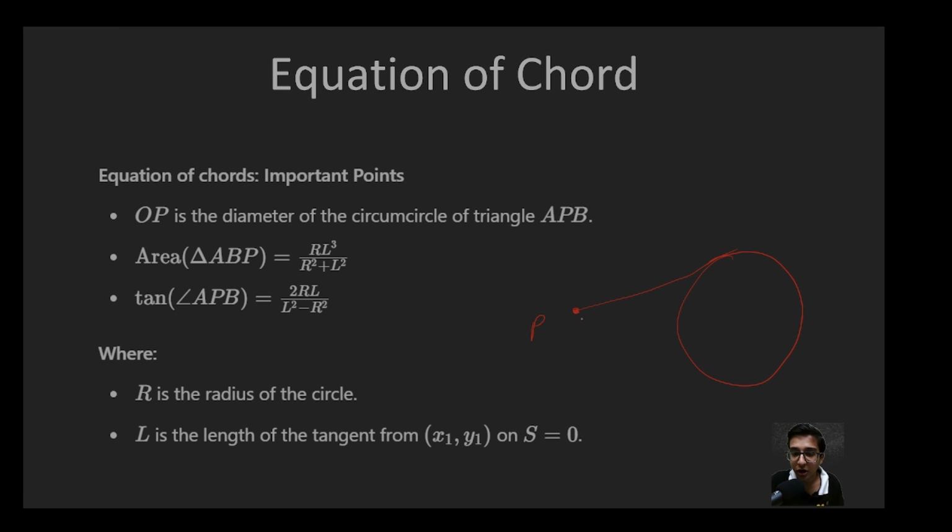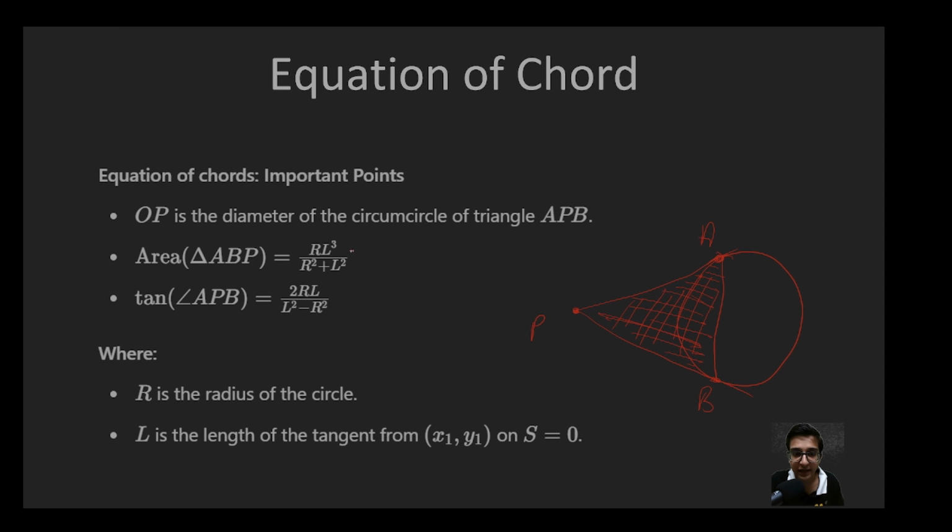And I draw two tangents from this point, P. And I name these intersection points A and B. This is my chord of contact. So I hope you all can see that there is a triangle being formed here, right? Now simply let us assume they were asking us to find out the area of this triangle APB.